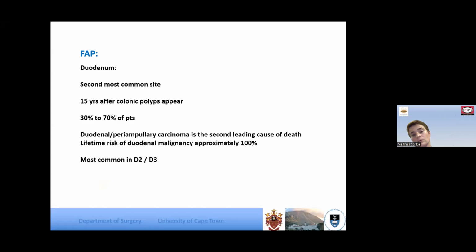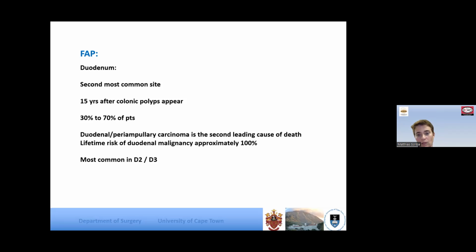Yeah, so no upper GI polyp talk is complete without mentioning FAP of the duodenum. As you'll remember, it's the second most common site for polyps in these patients. And as Matt said, it's sort of 10, 15 years later. Very common, unfortunately. And duodenal periampullary CA is the second leading cause of death, unfortunately, in these patients. And their lifetime risk for duodenal malignancy is almost 100%.